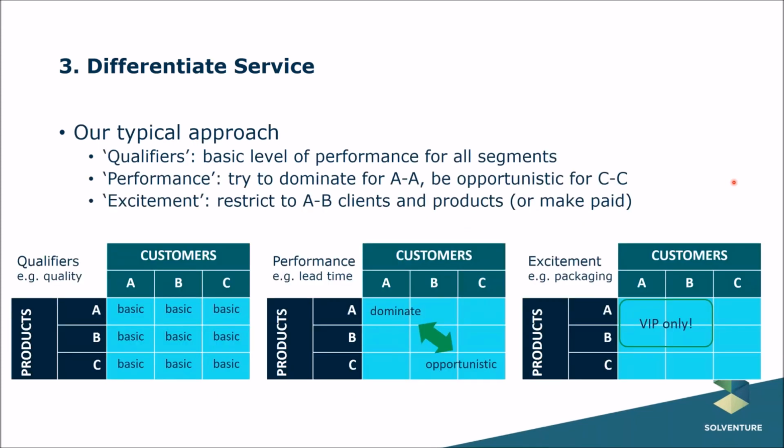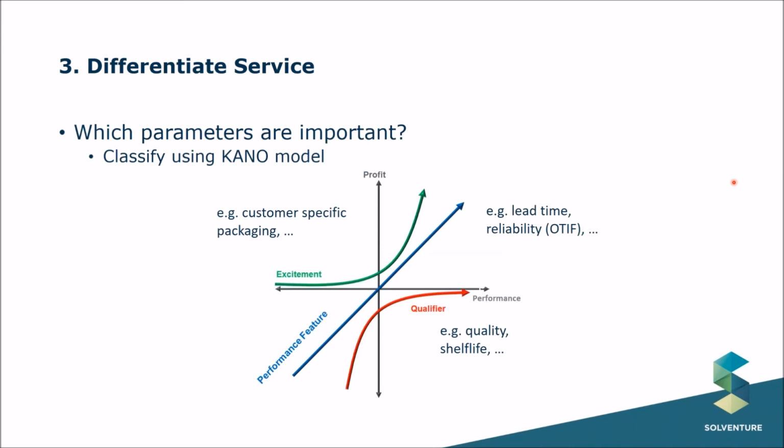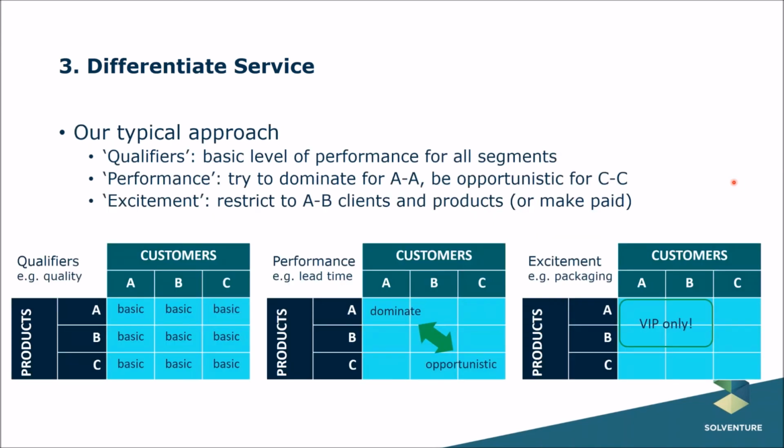So what we did so far: step one, we listed all the service parameters. Step two, we differentiated between qualifier, performance feature, or excitement. And now what we have to do is differentiate the services per segment. For the qualifier, we have our segmentation here, product and customer. I know that if I go above the market, it won't have such an impact. So my strategic decision will be to offer a basic quality for all my customer product.